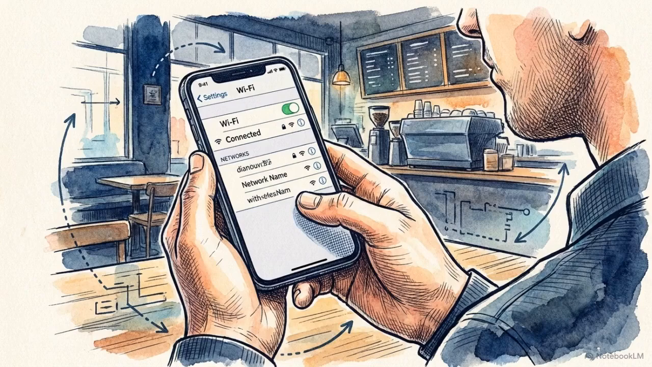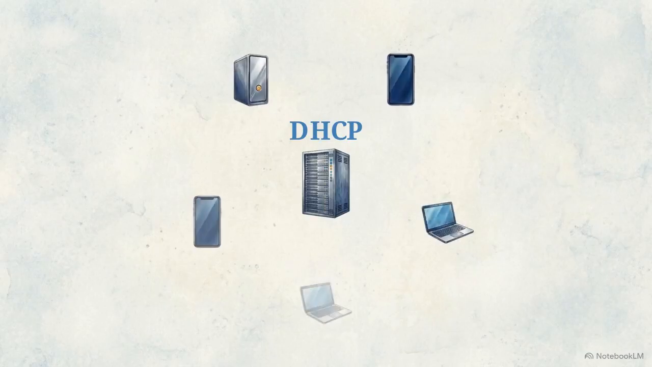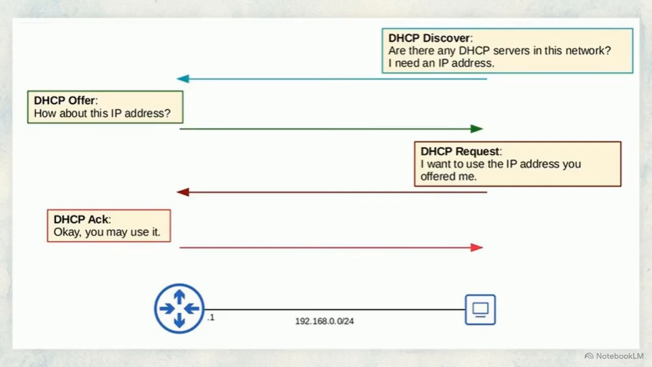When you connect a laptop or a phone to a network, you don't track down the system administrator to manually type in an IP address, a subnet mask, and a default gateway. Instead, modern networks use DHCP to assign those configurations dynamically. This diagram shows exactly how that automatic assignment happens using the four-step DORA process.